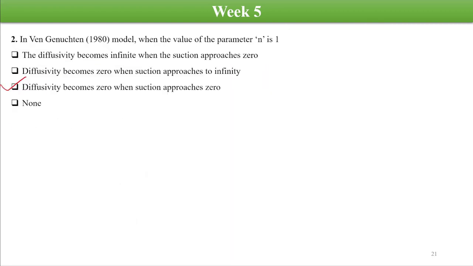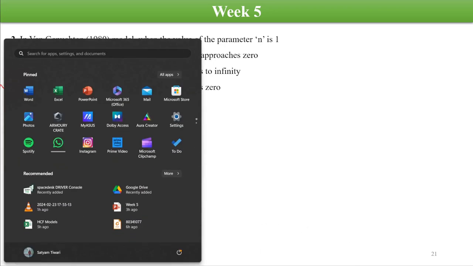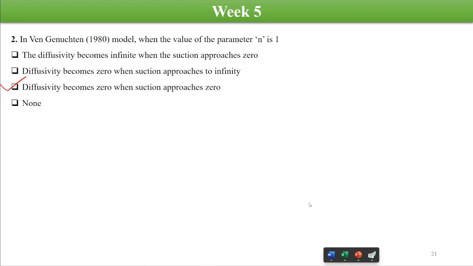Let's take a 5 to 10 minutes break, then we'll continue the session from here. In between, if you have any doubt, please do ask.